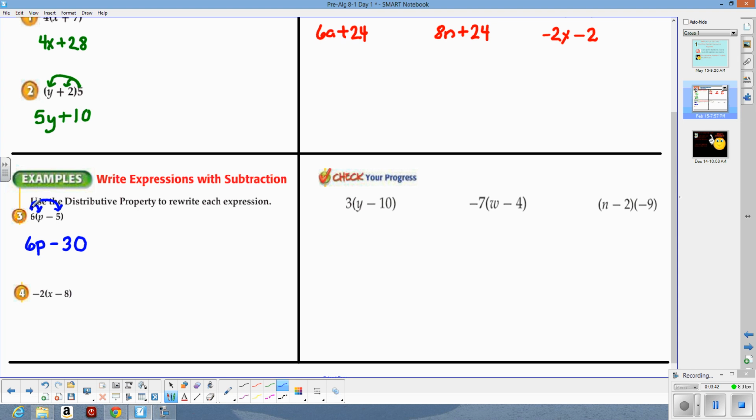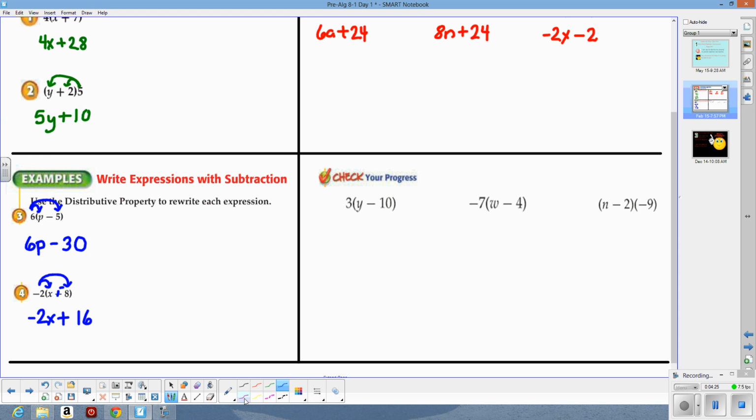Again, when you multiply, if you end up with a positive, we write plus whatever it is. And if you end up with a negative, we write minus, because adding a negative is the same thing as subtracting. All right, next example, negative 2 times x is negative 2x. And now this is negative 2 times a negative 8, because remember, subtracting 8 is the same thing as adding a negative 8. So negative 2 times negative 8 is positive 16, and since it's positive, we're going to write plus 16.